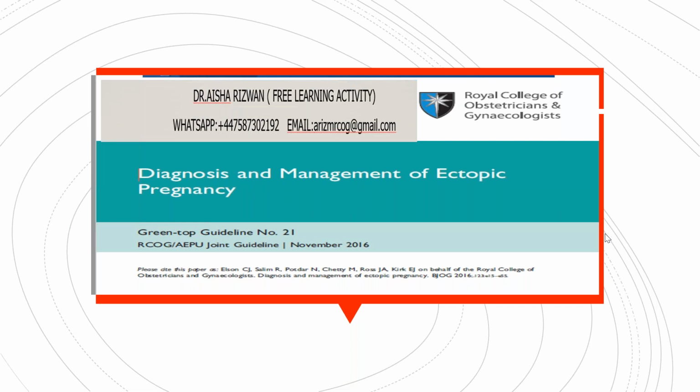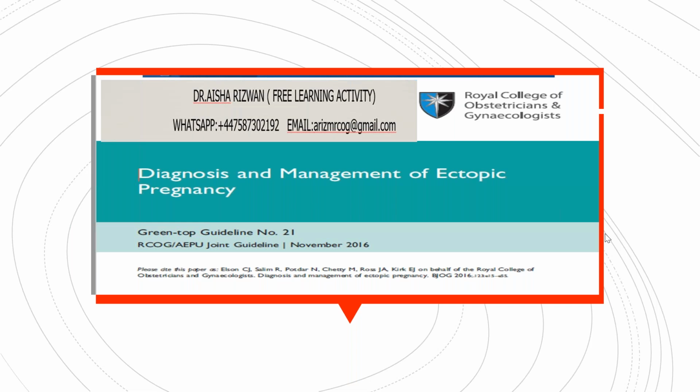If we cannot offer follow-up, then give the definitive treatment so that the patient will not be at risk of having a ruptured ectopic at home. That is a bad idea. And obviously the patient is not sensitive to methotrexate.